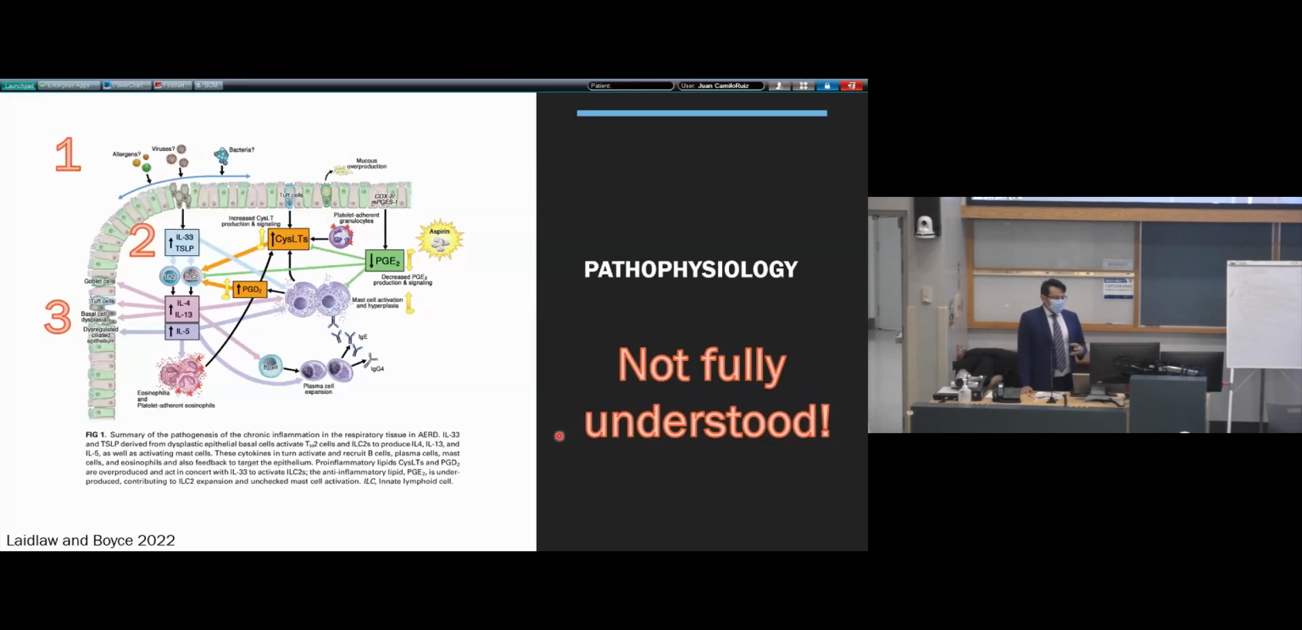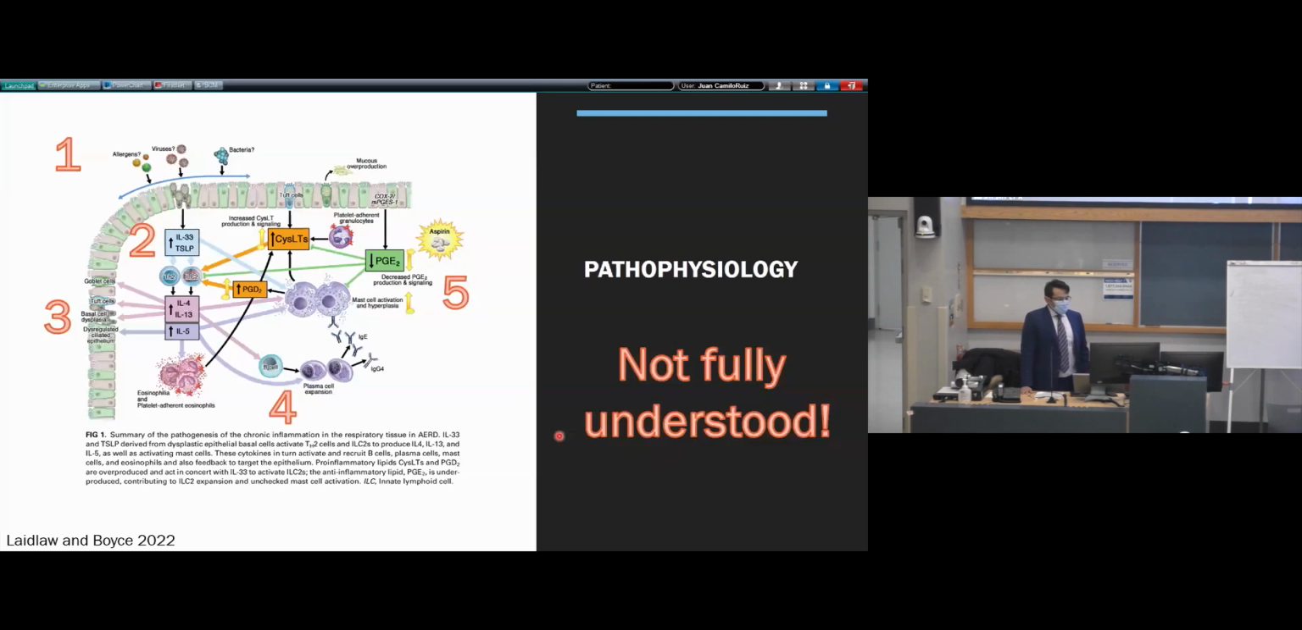And after you do that, you start creating a lot of the Th2 cytokines, IL-4, IL-13, IL-5. And that in turn recruits eosinophils, mast cells, and you get subsequent release of IgE. So a very T helper 2 heavy response.